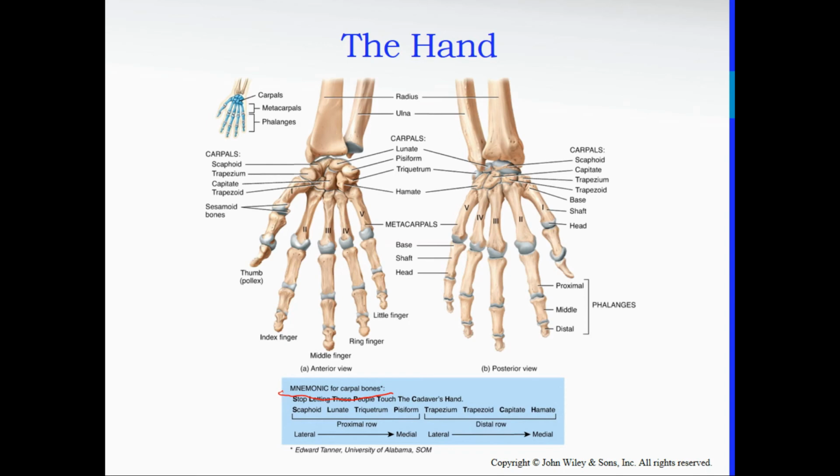So here's how it goes. You take the first letter of those carpals and you rearrange them to make a sentence that the first letter of each word starts with the first letter of each carpal. Okay, so the mnemonic device is stop letting those people touch the cadaver's hand. And this is the order that they go in. Stop is for scaphoid, letting lunate, those triquetrium, people pisiform, touch trapezium, the trapezoid, cadavers capitate, hand hamate. And that's how you remember.